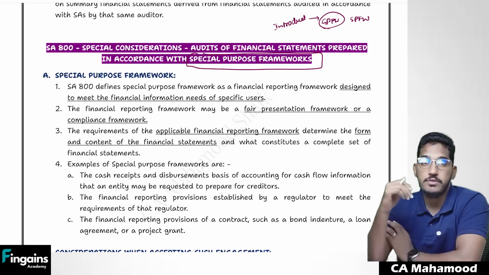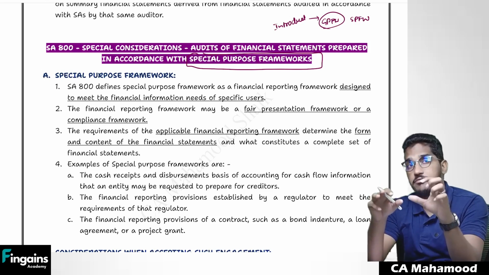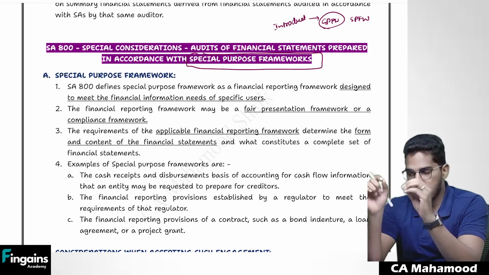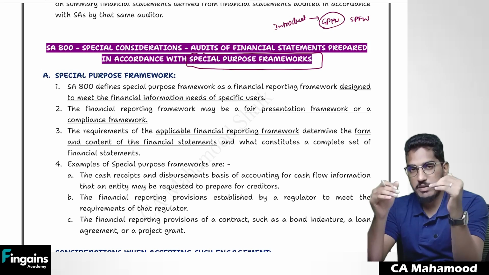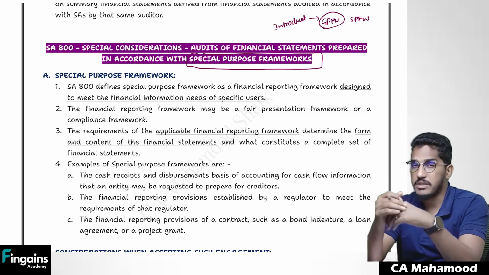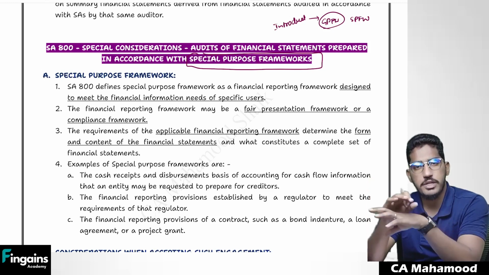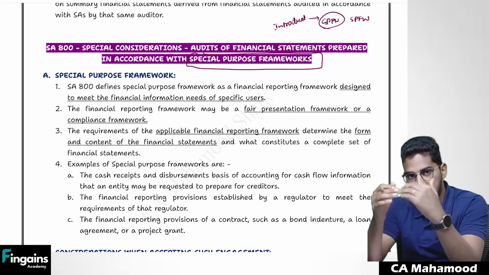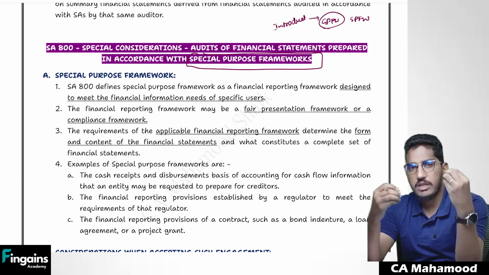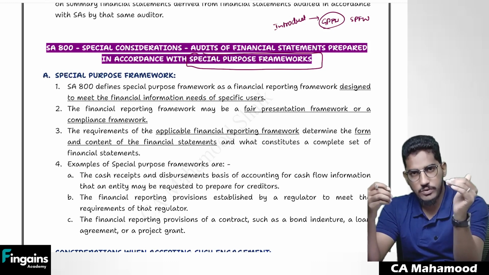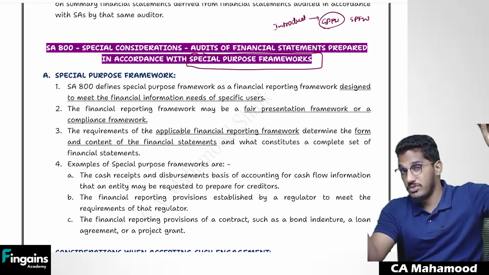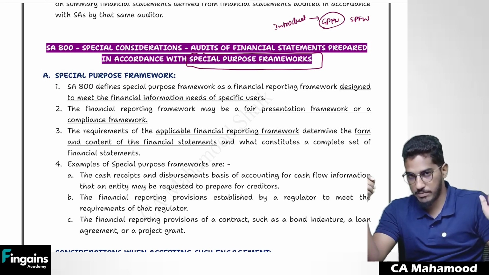General purpose framework refers to such a framework which fulfills the financial information needs of various users of the financial statements. Framework is basically a set of rules and regulations. General purpose framework means those set of rules and regulations which, if you follow and prepare the financial statements, will fulfill the financial information needs of various users simultaneously. So we call it general purpose financial statements or general purpose framework. Whatever normal standards we have understood till now, all those standards talk about general purpose framework related financial statements.